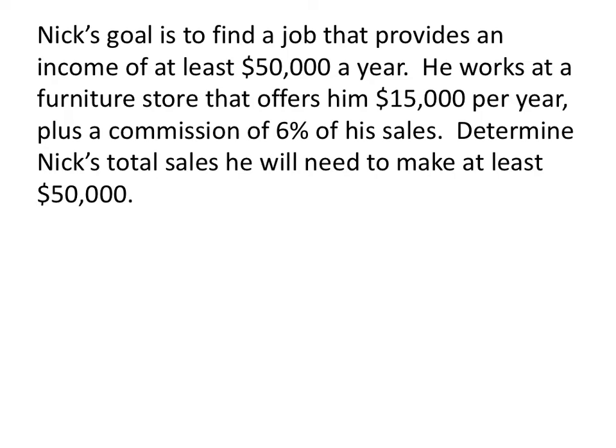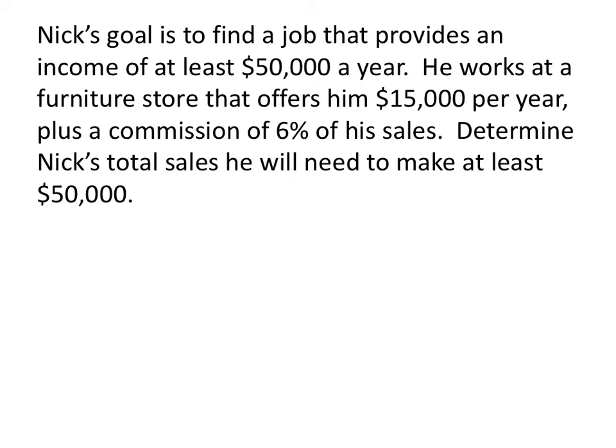All right, Nick's goal is to find a job that provides an income of at least $50,000 a year. He works at a furniture store that offers him $15,000 per year, plus a commission of 6% of his sales. To determine Nick's total sales, he will need to make at least 50 grand. So this seems like it comes from section 2 in this unit, right?